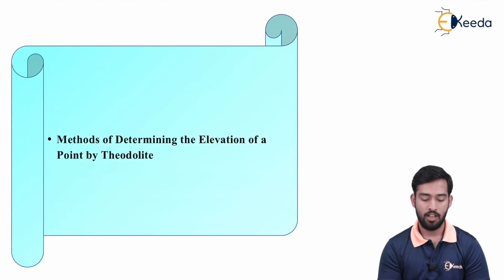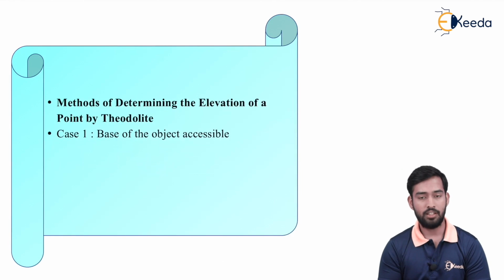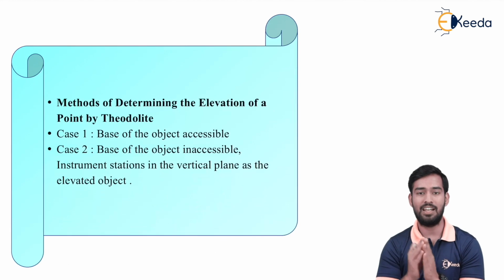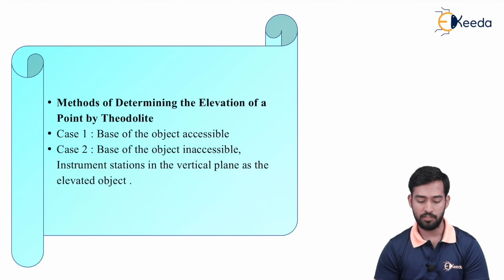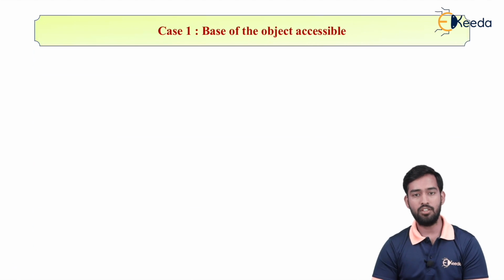Now, for the method of determining the elevation of a point by theodolite, there are two cases. First, the base of the object is accessible, so we can calculate the vertical and horizontal distance. Second, the base of the object is inaccessible. Here, we can't directly calculate the distance to the base of the object, so the instrument station is set in the vertical plane of the elevated object. Now, we'll see how to calculate the elevation of such objects.